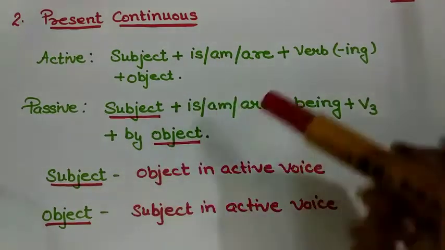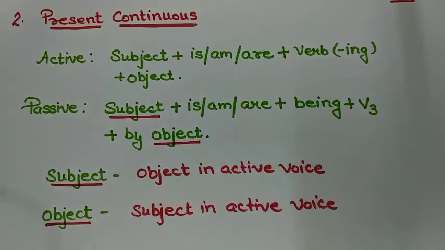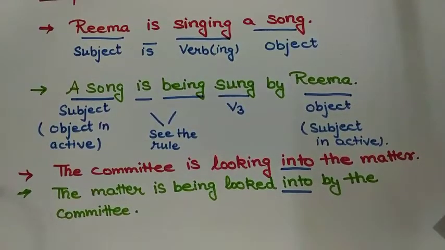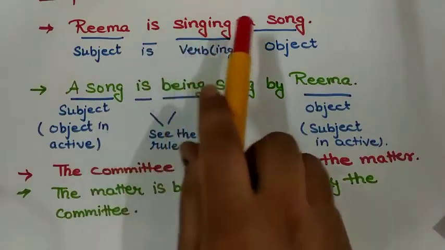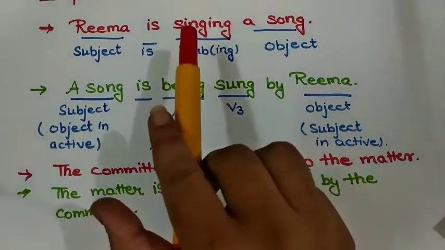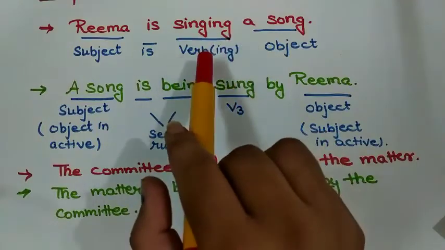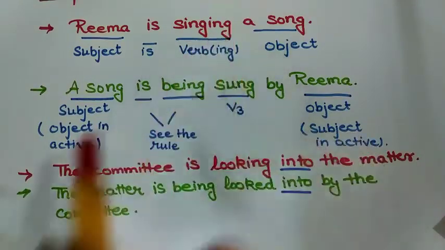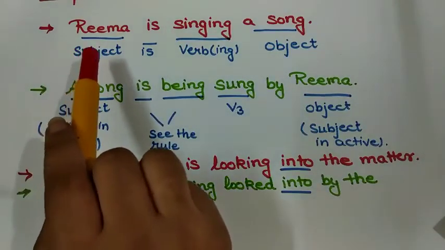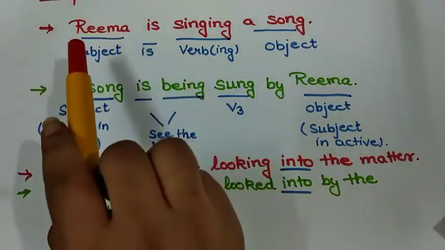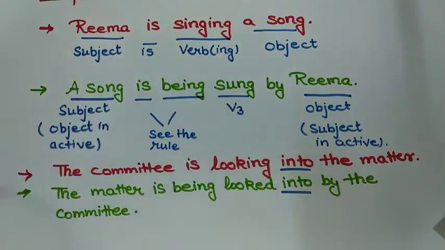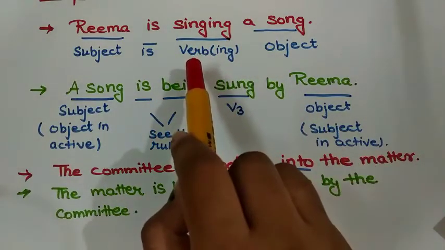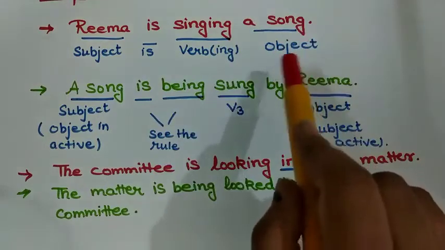So now that we know the constructional parts, let us try to understand this concept with the help of an example. Here we go with the very first example of today's class: Rima is singing a song. You can see that I have used sing with the ing form. That means the tense is present continuous. So Rima is the subject here. Because Rima is a singular noun, we are using is as a singular helping verb. Then comes the verb in the ing form, and a song is the object.